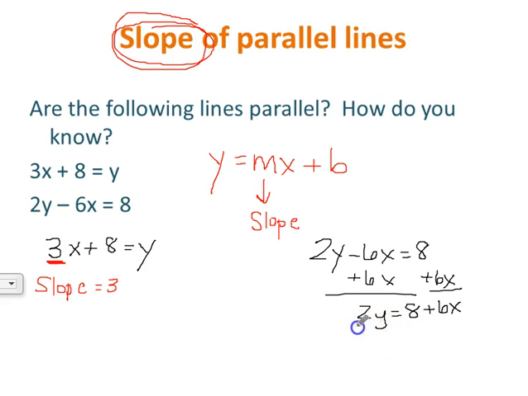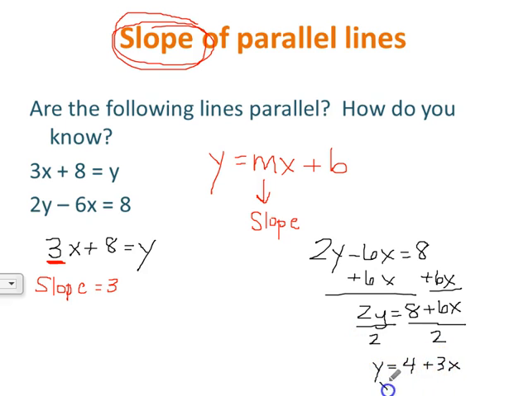And then my last step is to divide the left side by 2, and I'm going to divide each term on the right side by 2. I'm dividing each term by 2, doing it to the entire equation. So 8 divided by 2 is 4. 6x divided by 2 is 3x. So now my equation is in slope-intercept form.